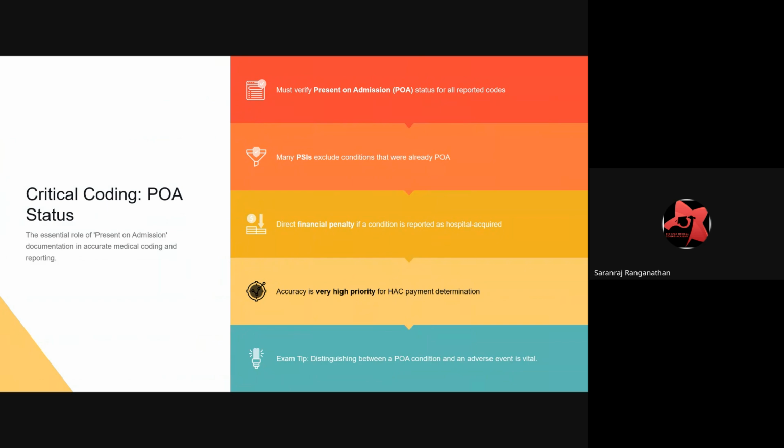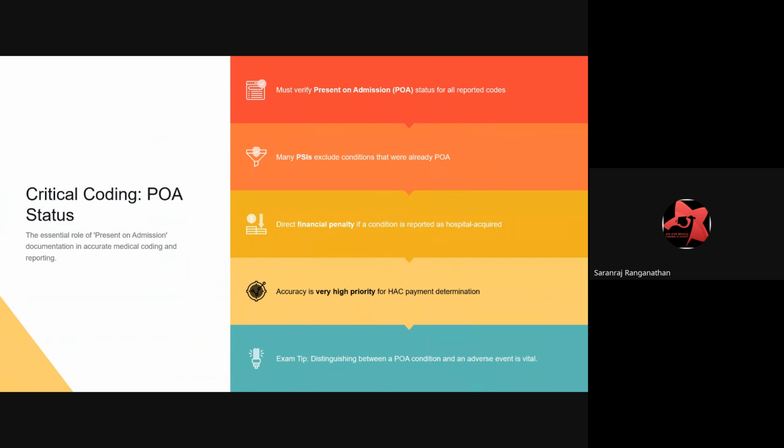That is the interesting part. Then there is a direct financial penalty if the condition is reported as a hospital acquired condition. So this is an additional point: there will be a penalty if you report directly as a hospital acquired condition. Accuracy is a very high priority for the HAC payment determination. So that is very, very important.